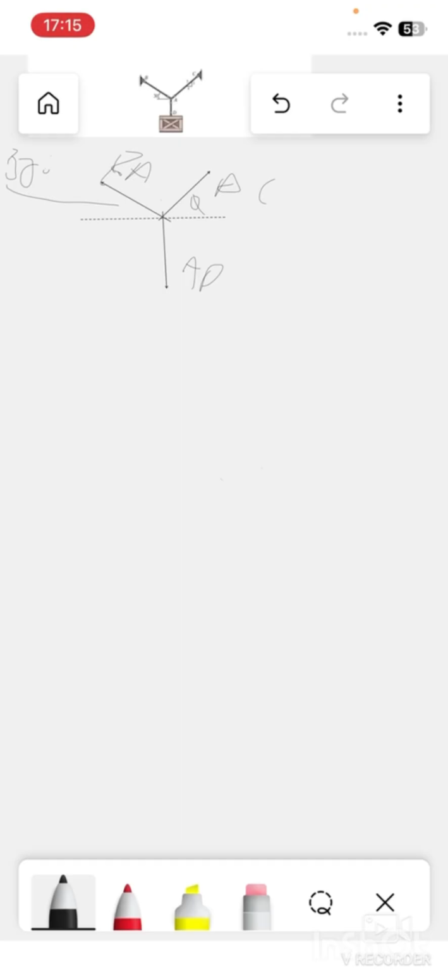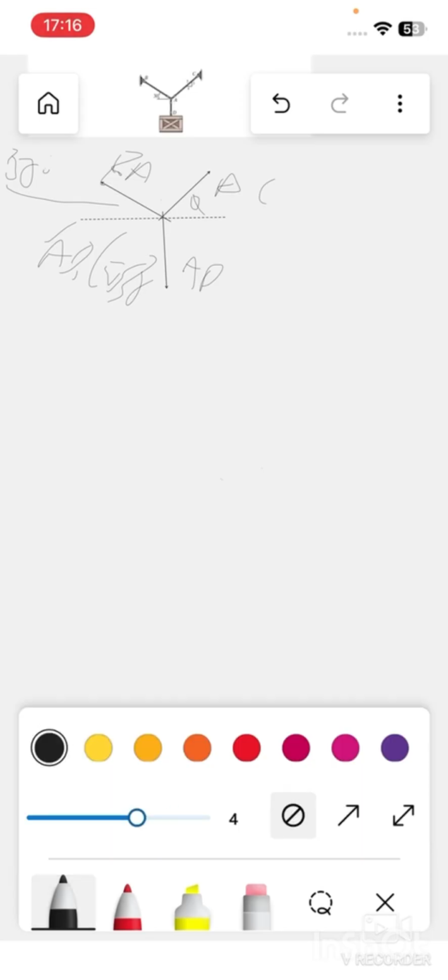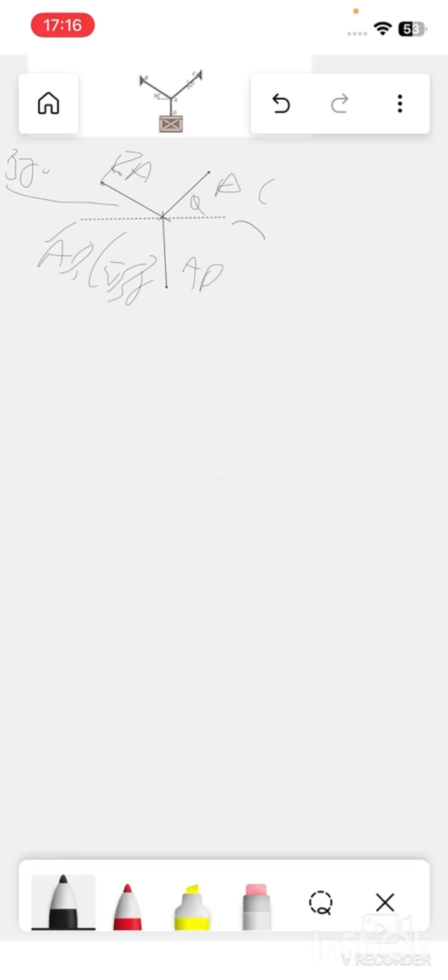And this force, we're going to call it AB cos 30. This one we're going to call AC open bracket 4 over 5. Therefore, these are our components.